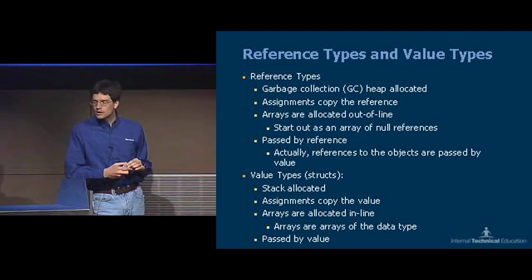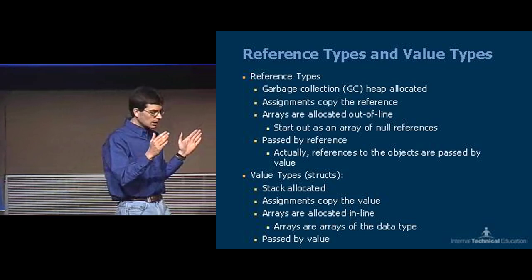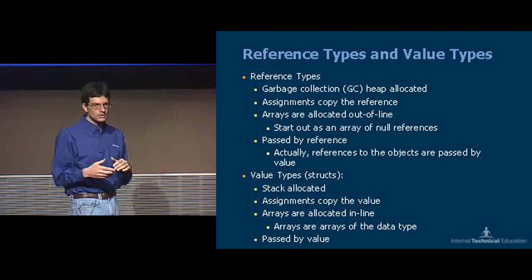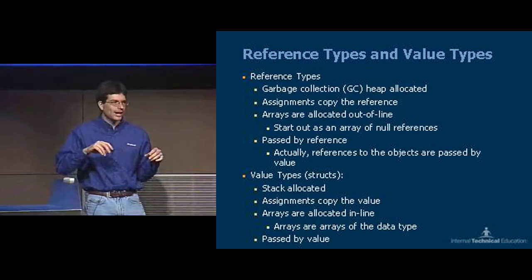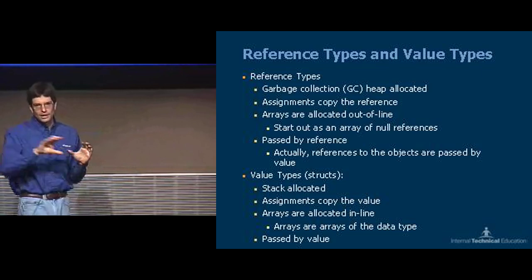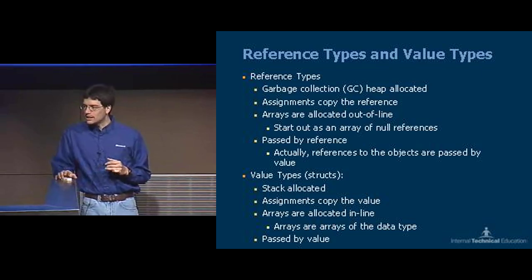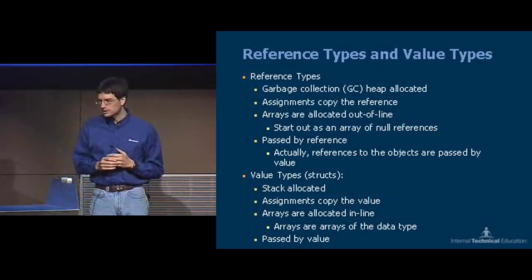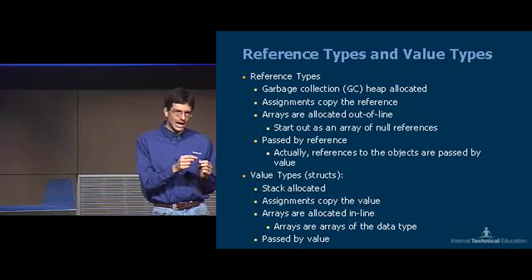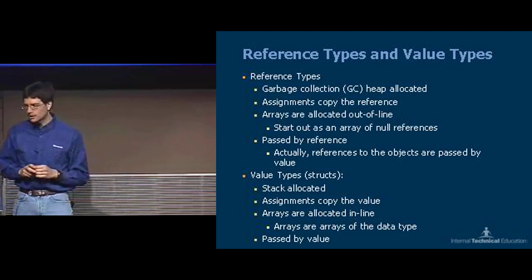When you create an array of a reference type, those arrays are actually arrays of pointers to the actual memory, or arrays of references rather than the actual data. So I call that allocating out of line. They're not embedded in the structure. They're an array of pointers. And then they're passed by reference by default. So when you call a method, it's very similar to assigning a variable. You actually pass the reference or the pointer rather than the entire object.